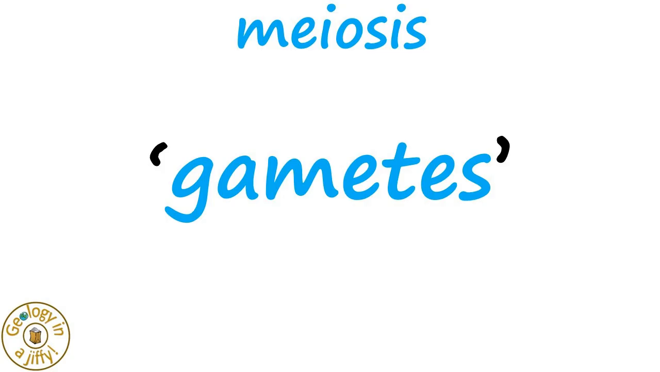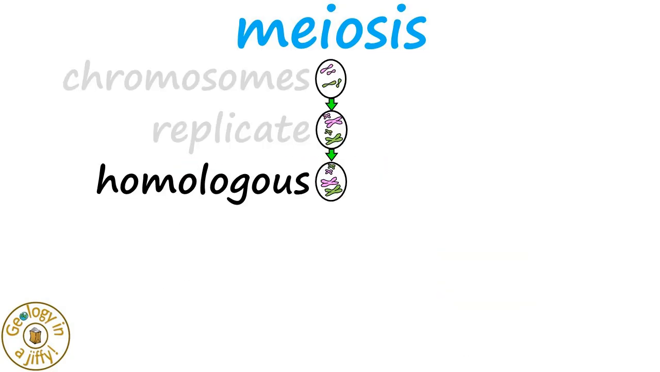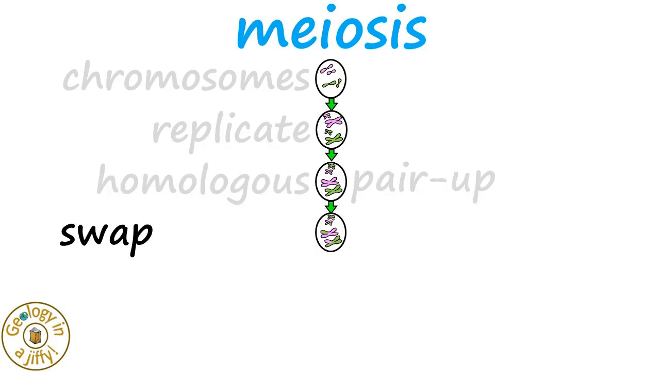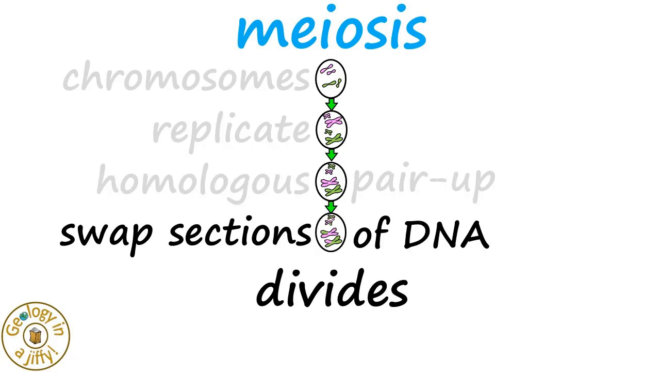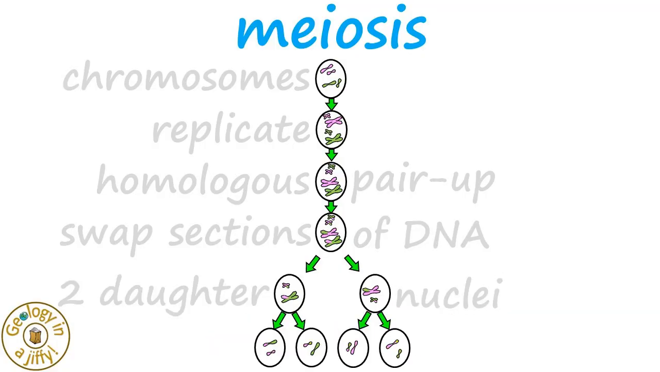That's amazing! During meiosis, where sex cells or gametes, our sperm and eggs, are made, the chromosomes replicate. The homologous pairs match up, swapping sections of DNA. The nucleus then splits, making two daughter nuclei, but these then divide again, making 4 more daughter cells.